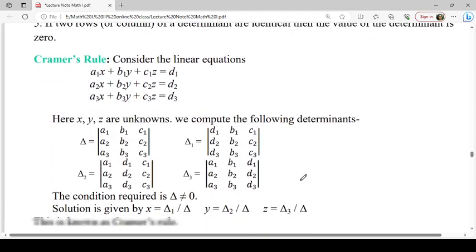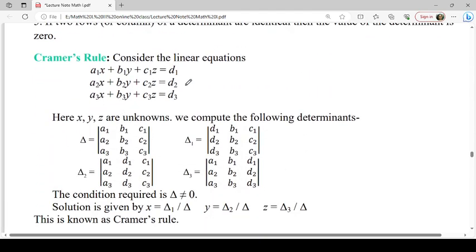And Cramer's rule is here. Cramer's rule is for solving a system of linear equations. Delta is the coefficient determinant, and d1, d2, d3 are the constants on the right hand side.